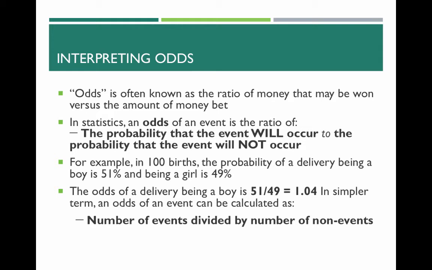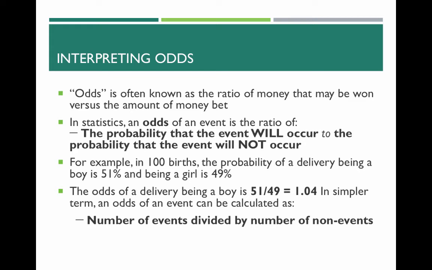So what do we do? We calculate what we call odds or odds ratios. So if you think about betting, odds is often known as the ratio of money that may be won versus the amount of money that's bet. So in statistics, the odds of an event is the ratio of the probability that the event will occur to the probability that the event will not occur. So for example, in 100 births, the probability of delivery being a boy is 51% and being a girl is 49%. So the odds of a delivery being a boy is 51 over 49, or 1.04.